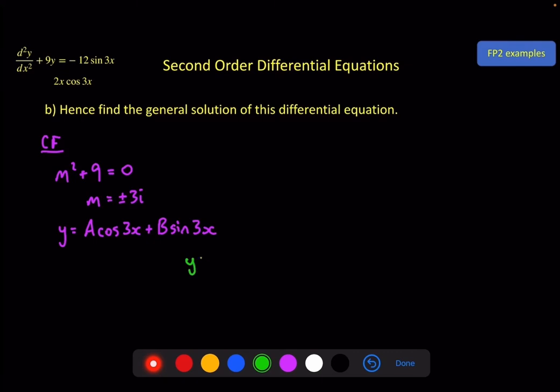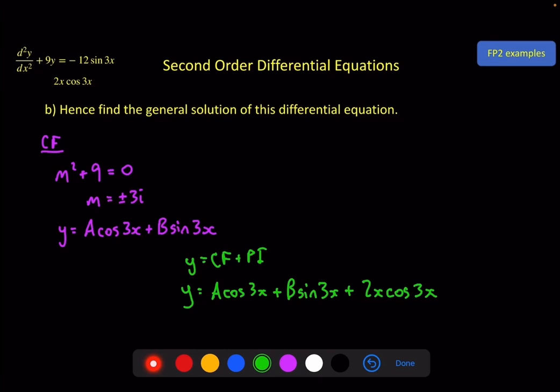We already know the particular integral, so our final general solution, complementary function plus particular integral, is equal to a cosine 3x plus b sine of 3x plus 2x cosine 3x. And that is part B finished.